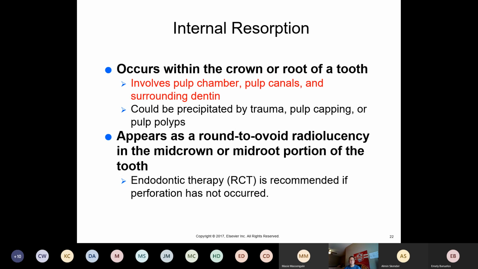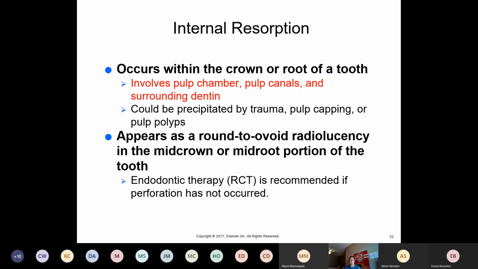Internal resorption now occurs within the crown of the tooth or the root of the tooth, involving the pulp chamber, the pulp canals, or surrounding dentin. We're really not sure what causes internal resorption. They think it could be caused by trauma, or if someone's had a pulp capping procedure, or pulp polyps that were present.